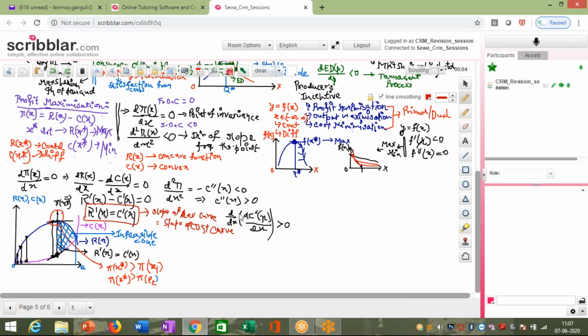So now what we'll try to do today is we'll try to assess and interpret the first order and the second order conditions, right? And we'll try to understand why it is that the producer can produce at MR equal to MC, and what are the different criteria.